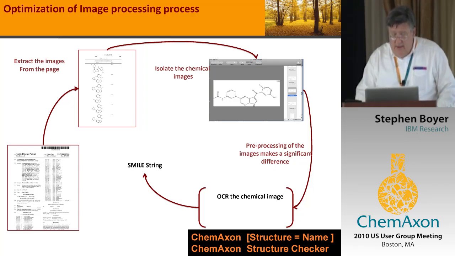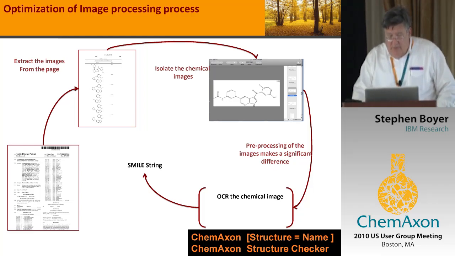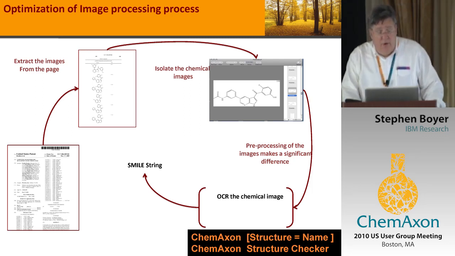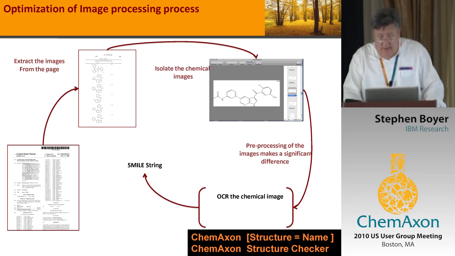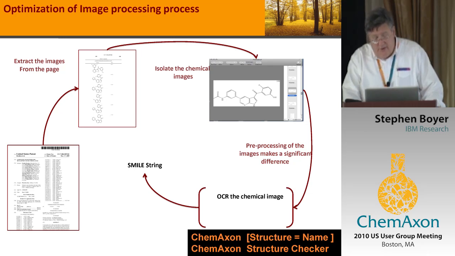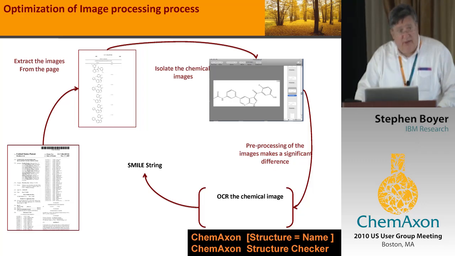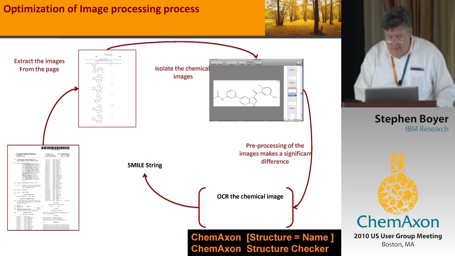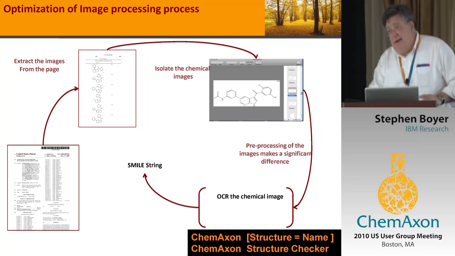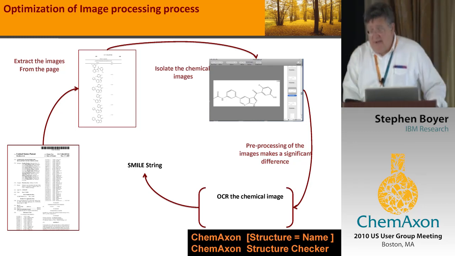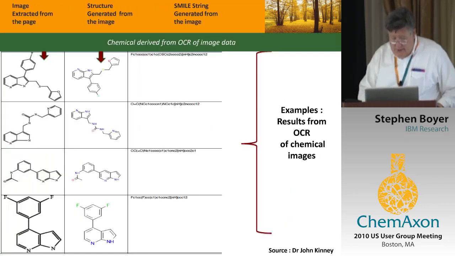So again, one of the problems with doing this is what one ends up with is, in fact, a SMILES string or a MOL file. And here again is another opportunity for the ChemAxon tools for doing not only the name to structure, but also now to assign a name to these and to do what we call the structure to name conversion. And again, another huge opportunity for the structure checker.